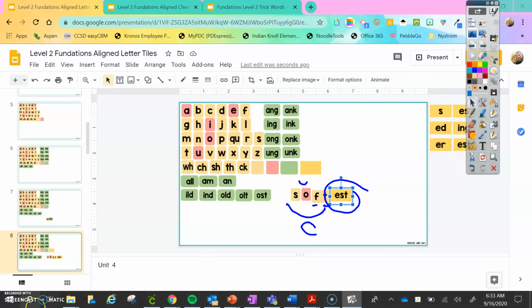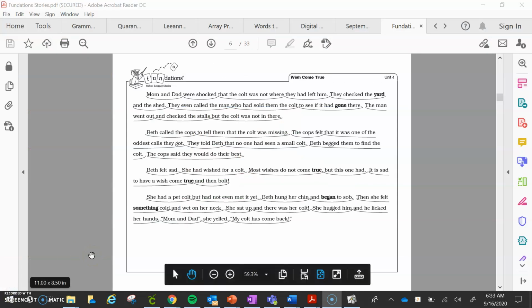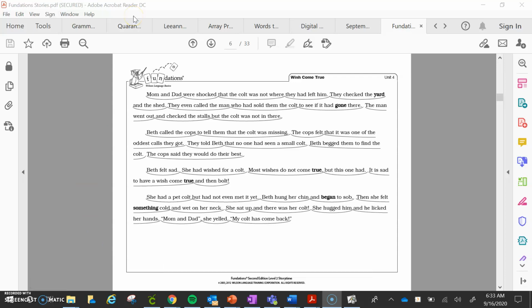All right, now we are actually going to get started on a Fundation story. Our story of the week this week is called Wish Come True. So I'm going to read it, and I've got some questions that we're going to ask at the end. Now remember, all these scoops right here are where we're supposed to take a breath while we're reading. So you're going to listen to me read this story.